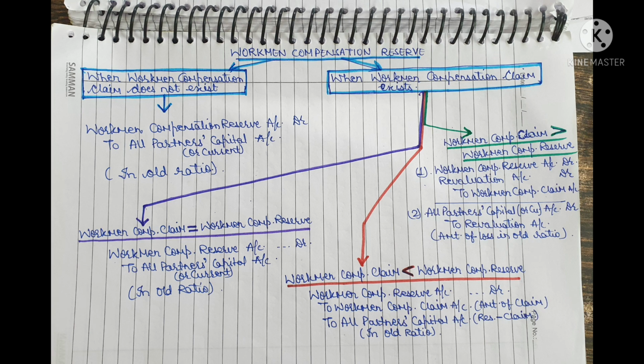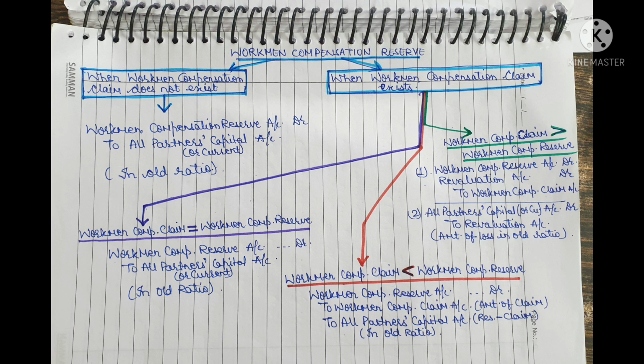The first one will be if the workmen's compensation claim is equal to workmen's compensation reserve. For example, the reserve given in the balance sheet at liability side is rupees 10,000 and the claim is also of 10,000 which is given in the additional information or the adjustments in the question. So in this case, the workmen compensation claim is equal to the workmen's compensation reserve. So a single entry will be passed, that is workmen compensation reserve account debited to all partners' capital account or current account in their old ratio.